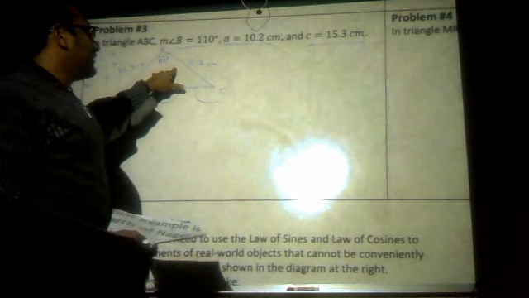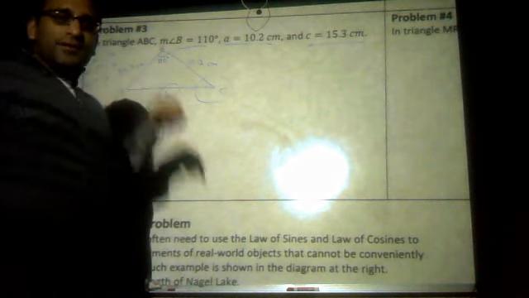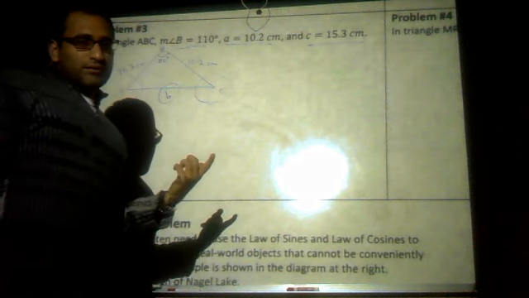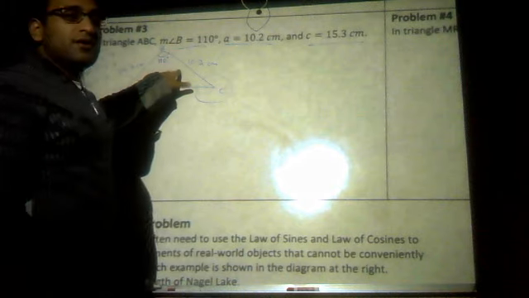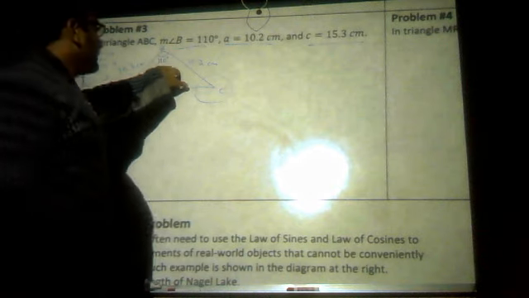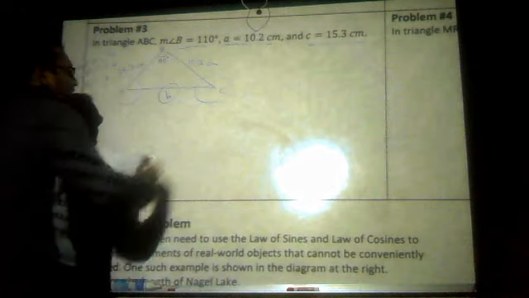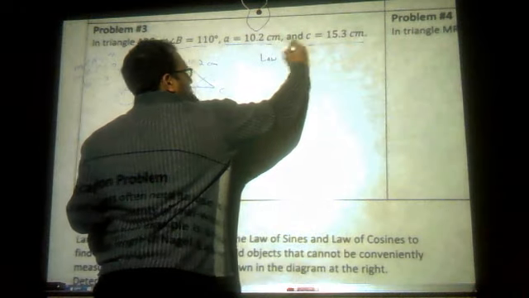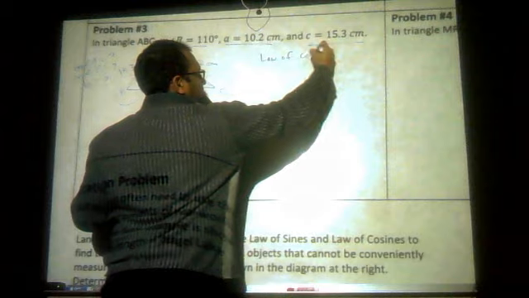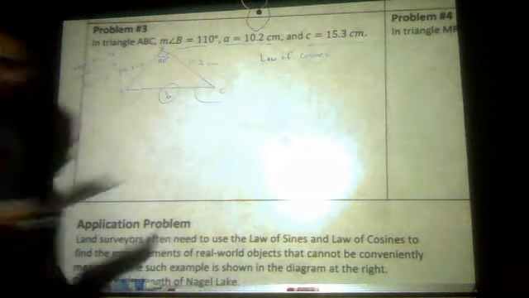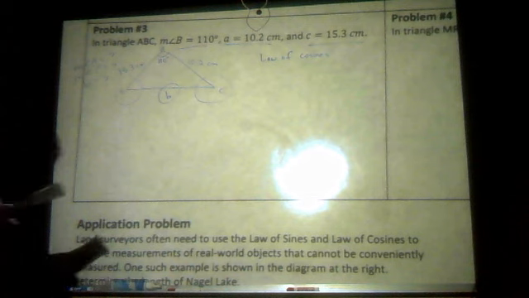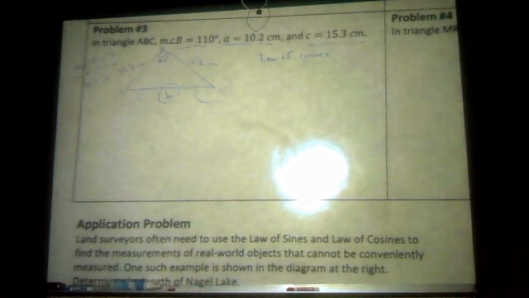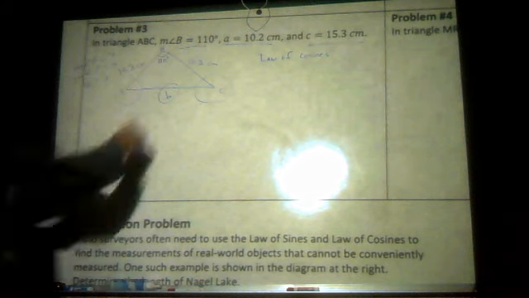So, if we have two sides and an included angle, which law are we going to use? The law of cosines. Alright, cool. So, we're going to use the law of cosines. That is the piece we're going to use. But we could use something else also. We could use the law of sines, because we do have an angle.